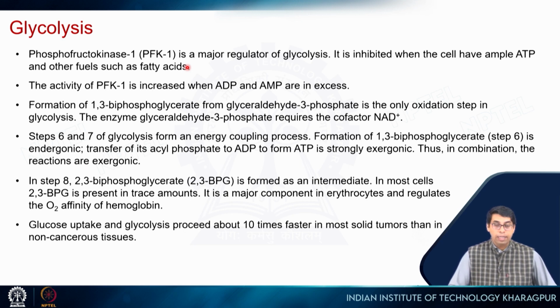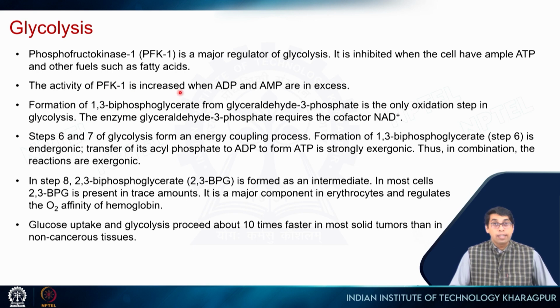But if there are enough ATP molecules present, then there is no need to metabolize glucose through glycolysis. So that is why, when there is enough ATP present, the enzyme phosphofructokinase 1 is inhibited by ATP. This is a feedback system that tells the cells whether glycolysis is needed or not.